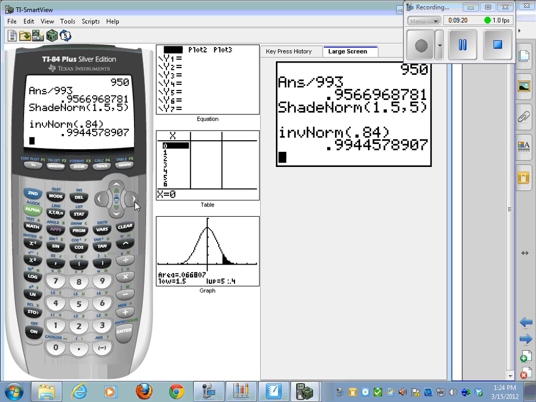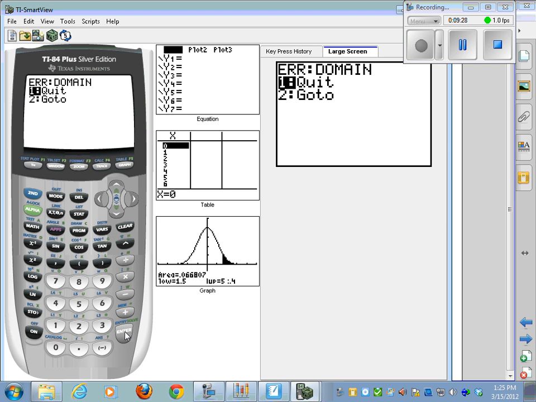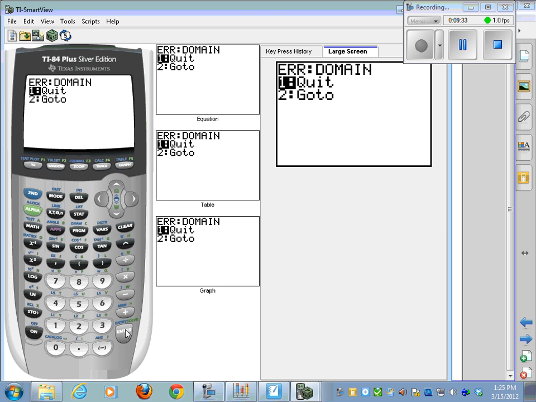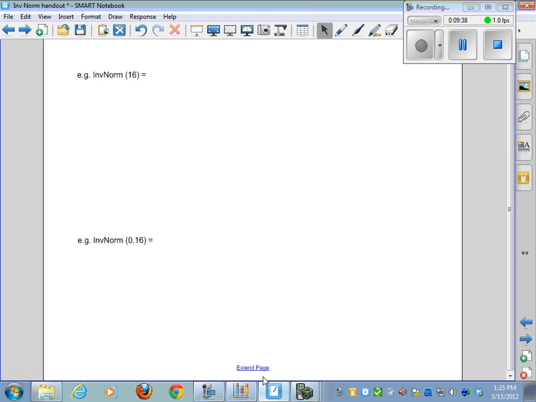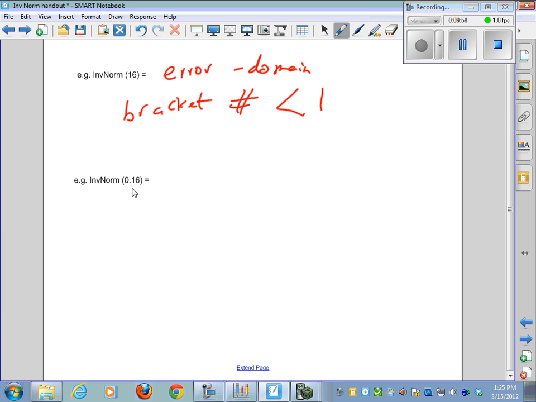No. And it shouldn't work. Because when you go invert norm 16, is that a percent? No, you get an error. How come? Because the number inside the bracket has to be less than 1, because it's 100%. Exactly. So this is going to give you a domain error. The number in the bracket must be less than 1. It has to be a percent, like 0.84. So if it was 16%, you probably messed up. You probably should have gone invert norm 0.16.